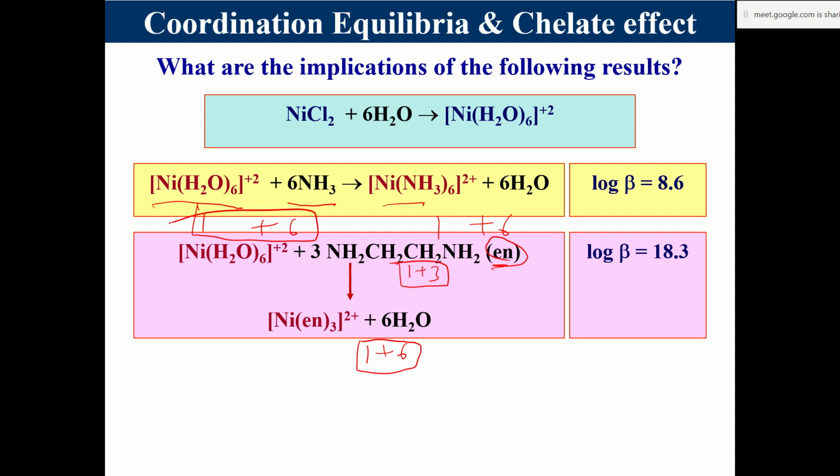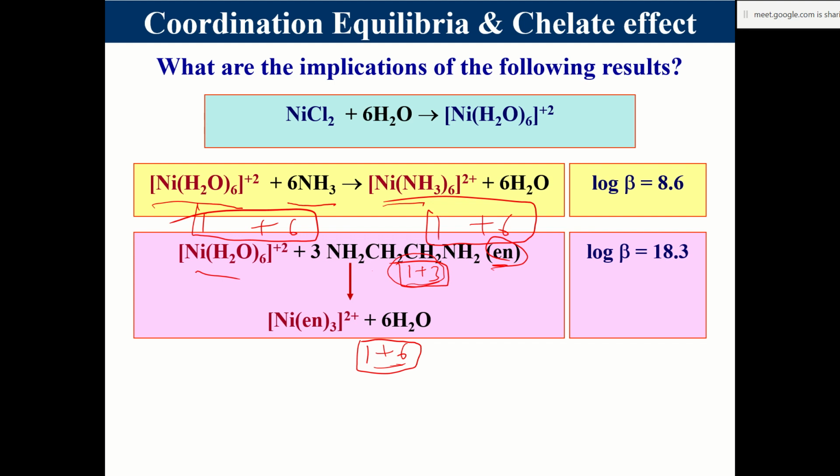In this case, the 1 plus 6, 1 plus 6, there is no difference in the number of molecules on the reactant and product side. But here the product side has 7 particles, but the reactant side had only 4. So when 3 ethylene diamine molecules approach this aqua complex, 6 water molecules are released. So 3 versus 6. There are 3 new additional species being created, which are moving freely in the solution. That will cause an increase in the randomness, an increase in the entropy of the system.